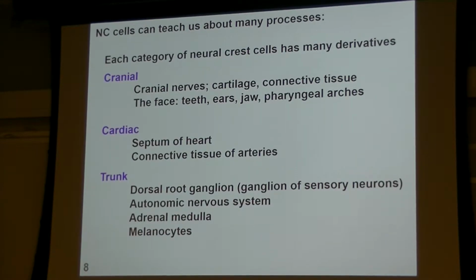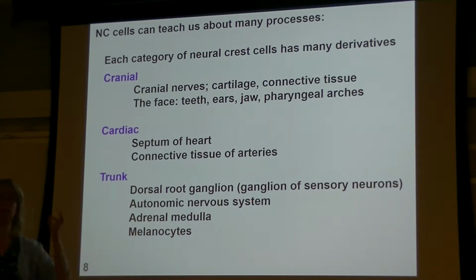And they all give rise to many derivatives. This is sort of one of the themes for today, and here are some of the derivatives for each of these three main categories. So, in addition to nerves, cartilage, connective tissue, many structures within the face actually have pretty extensive contribution from the neural crest, including teeth, ears, jaw, and then the pharyngeal arches, which were these kind of neck bars of tissue in the embryo early stages. All of these have a lot of contribution from neural crest cells.